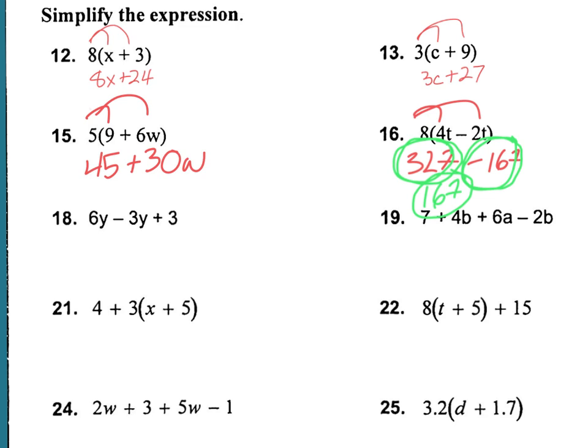We have 6y. This is in a family with this guy, and this one isn't. So we can combine things here. So 6y minus 3y is 3y, and then we'd have plus 3.